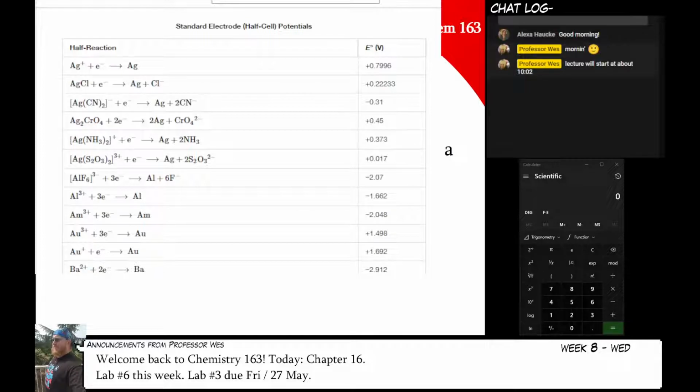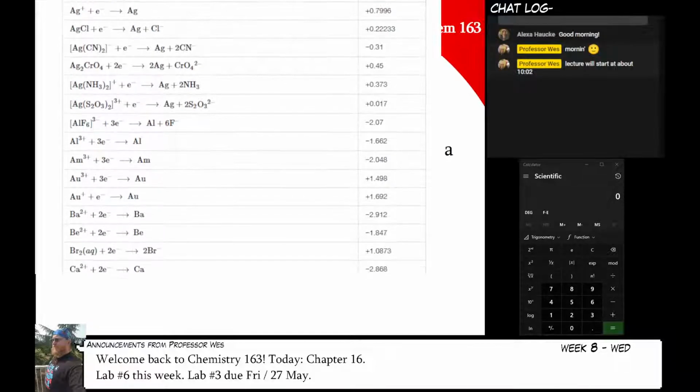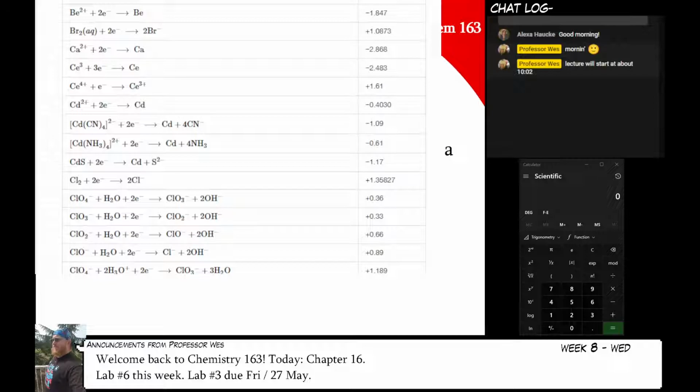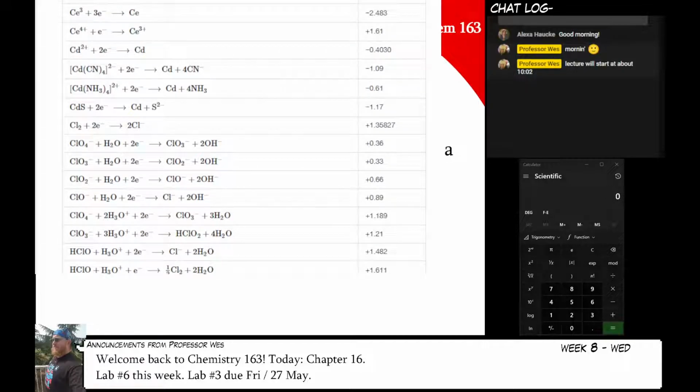Excuse me, I had to cough there. But anyway, you can see that for all of these various reactions, and I can just scroll through them slowly here, all of these have a potential voltage difference. So for instance, if I take perchlorate and I reduce it by 2 electrons to chlorate and hydroxide, so I need water to do that, the voltage difference for that is 0.36 volts.